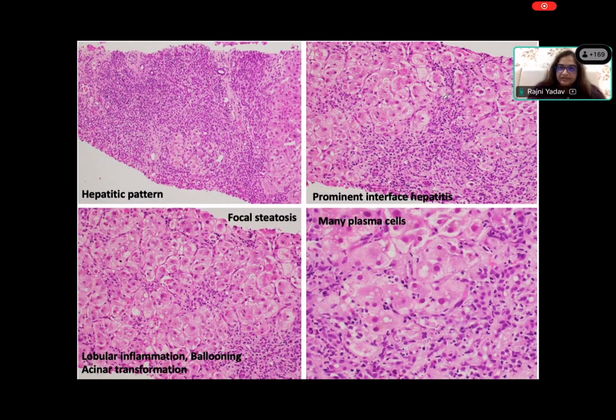Now if we look at the interface, see the inflammation is damaging the limiting plate, and there is this SNR transformation. See this floral or the rosette formation of the hepatocytes. So when they are injured, they try to form this rosette kind of structures, which may have lumen or may not have lumen. So this is SNR transformation. And then the hepatocytes are swollen. So you have this nuclear glycogenization, you have some fat vacuoles, and then you have a lot of plasma cells. So that's an autoimmune hepatitis which has some amount of steatosis.